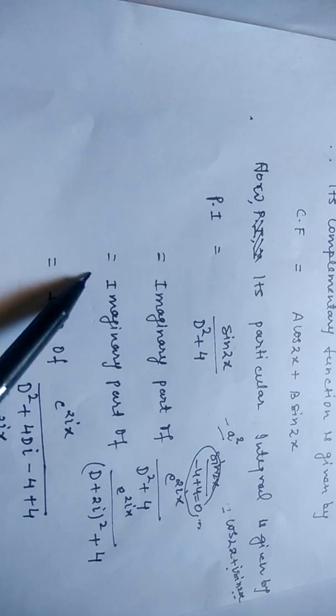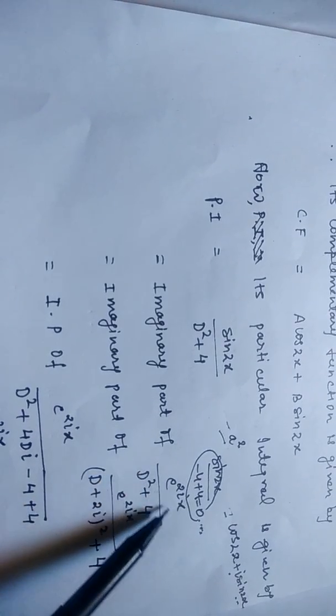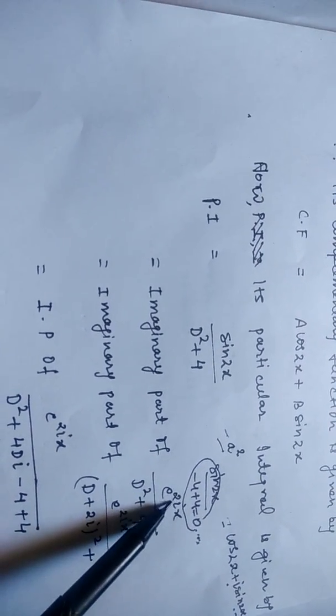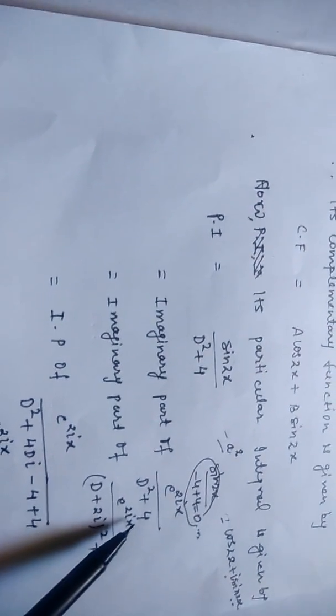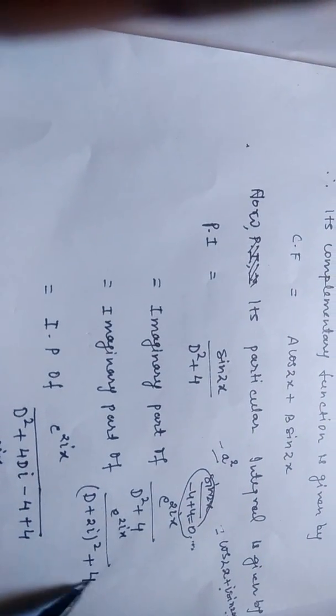Now this is equal to the imaginary part of e to the power 2ix divided by, as the property says, if there is an exponential function, then for the power of this exponential function we replace d by d plus 2i. So we will use this property here and we will write e to the power 2ix divided by d plus 2i whole square plus 4.